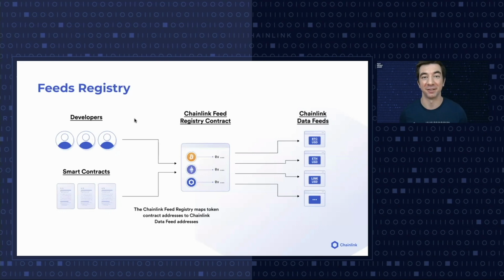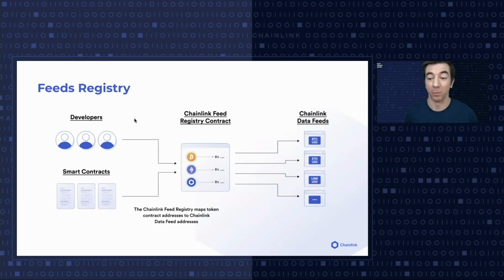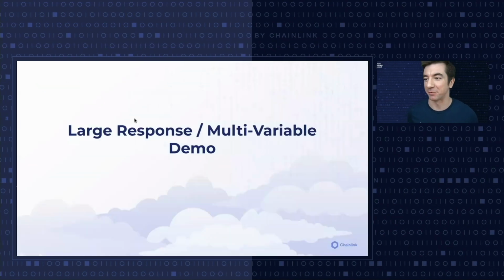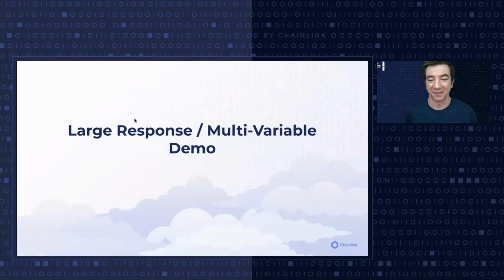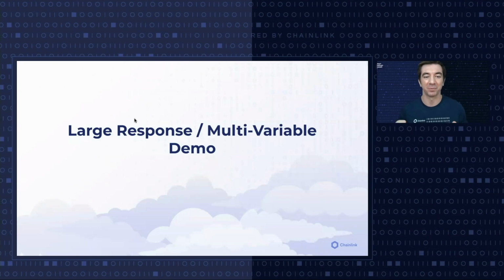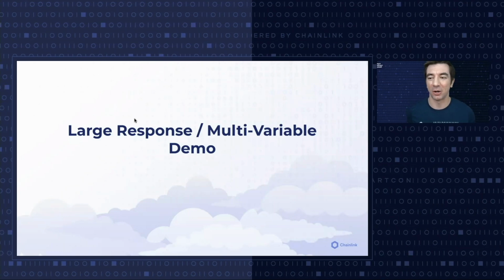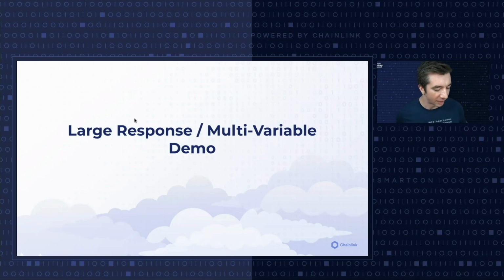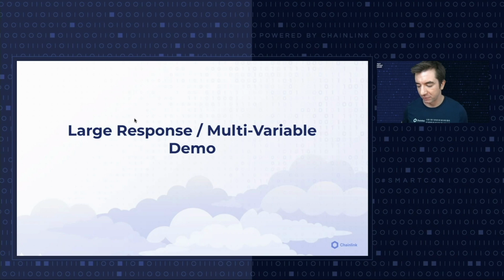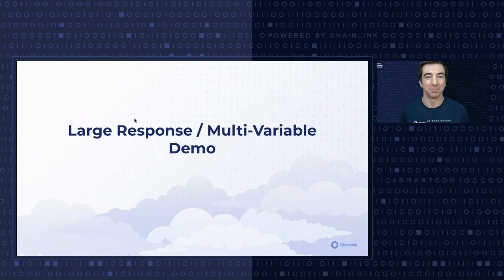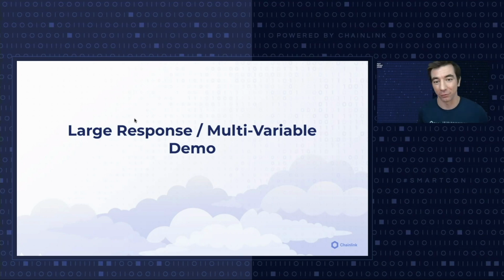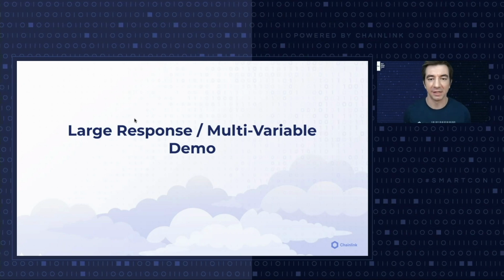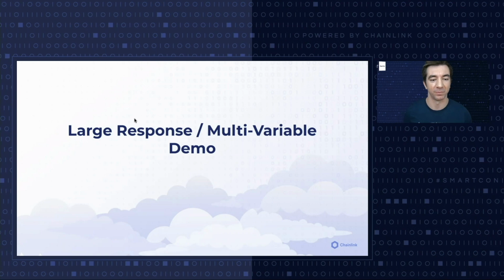And I'm really excited to see all the things people build with this feeds registry moving forward. So absolutely fantastic. Large responses and multi-variables. Recently, getting data on chain has been kind of tricky, right? Because if you were to put on a gigabyte of data, I think you would bankrupt entire countries, because putting a lot of data on chain is incredibly expensive. So there's been a little bit of trickiness to get these large pieces on.